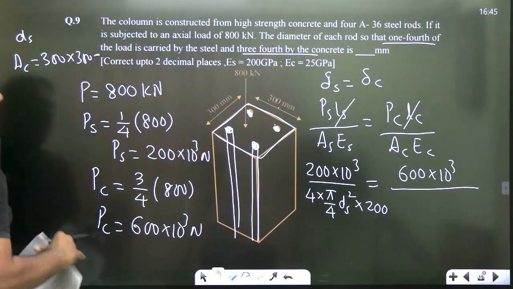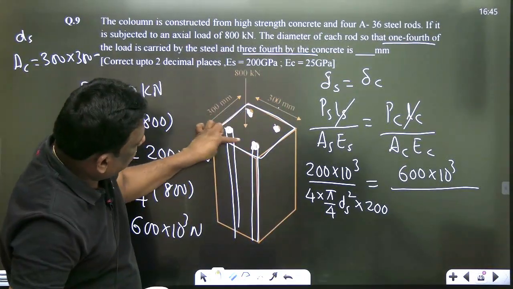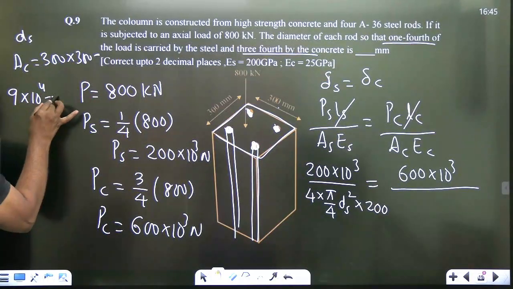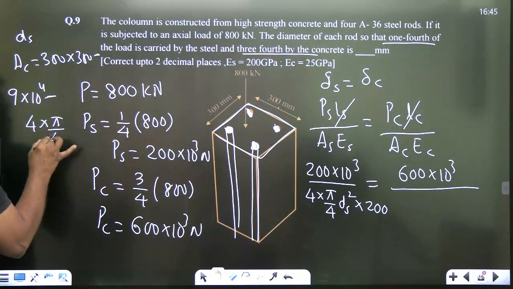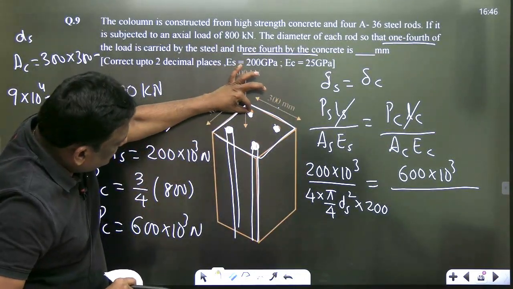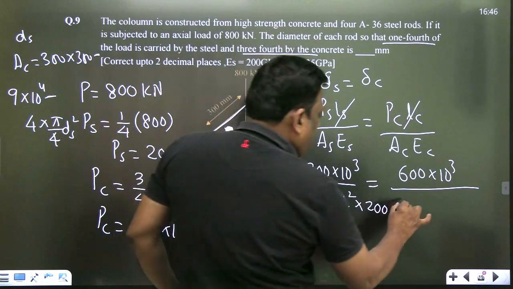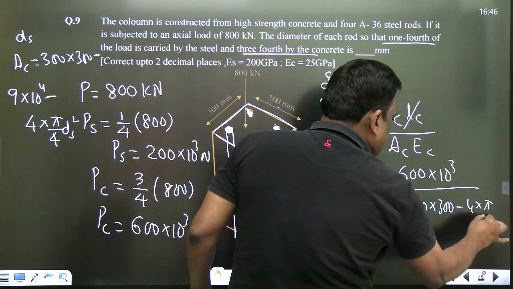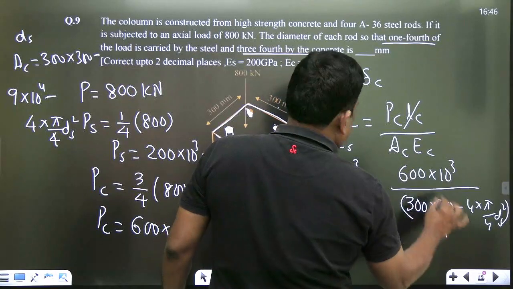Now, I am writing the area of concrete: 300 into 300 minus the steel area. 300 into 300 is 9 into 10 power 4, from which we have to subtract the area of the steel rods. There are 4 rods, each with pi by 4 d square. So the area of concrete is 300 into 300 minus 4 into pi by 4 ds square, into E concrete, which is 25.